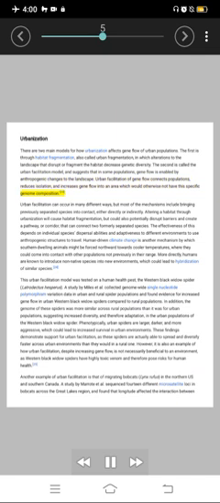Urban facilitation can occur in many different ways, but most of the mechanisms include bringing previously separated species into contact, either directly or indirectly. Altered urbanization will cause habitat fragmentation, but could also potentially disrupt barriers and create a pathway, or corridor, that can connect two formerly separated species. The effectiveness of this depends on individual species' dispersal abilities and adaptiveness to different environments to use anthropogenic structures to travel. Even climate change is another mechanism by which southern-dwelling animals might be forced northward towards cooler temperatures, where they could come into contact with other populations not previously in their range.